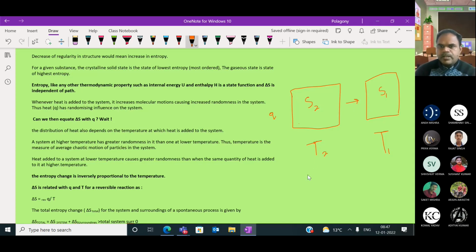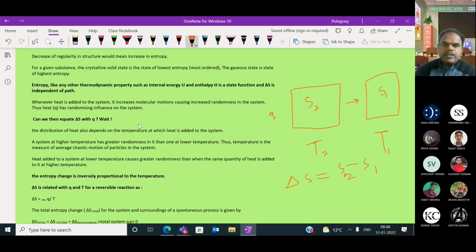So if you want to find out the entropy change, you can find out delta S. Now make the equation: delta S, the entropy change, is equal to S2 minus S1. So entropy change is final minus initial.